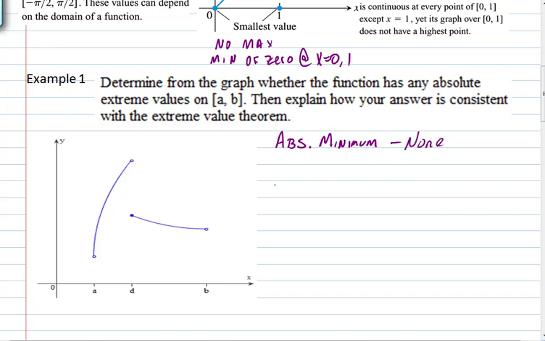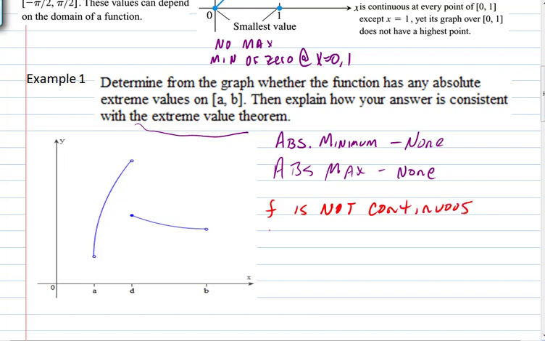Do we have an absolute maximum? The reason this is consistent with the extreme value theorem is we don't have a closed interval. In order for the extreme value theorem to work, you have to have a continuous function. Our function is not continuous. And we don't have a closed interval.